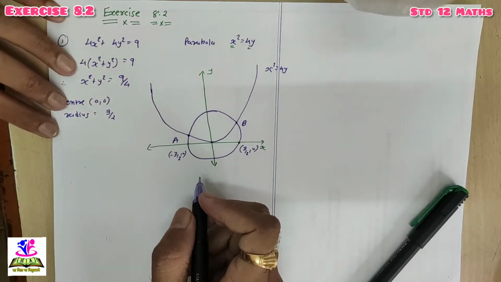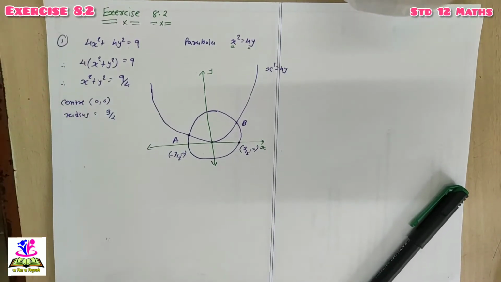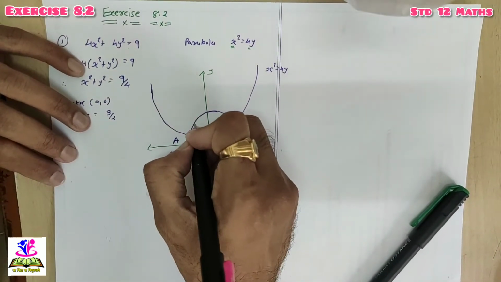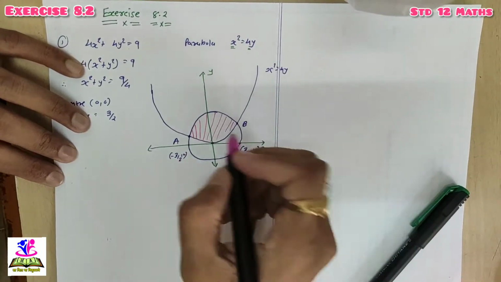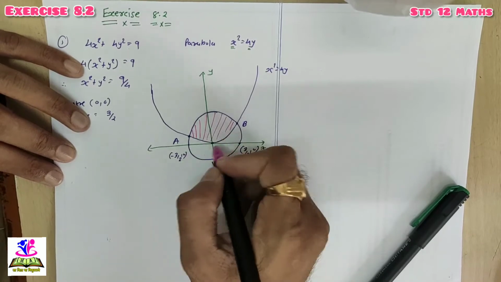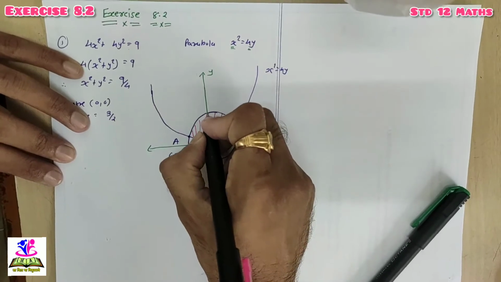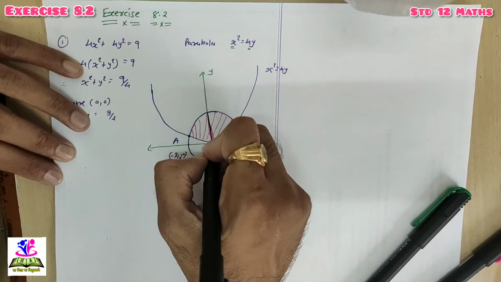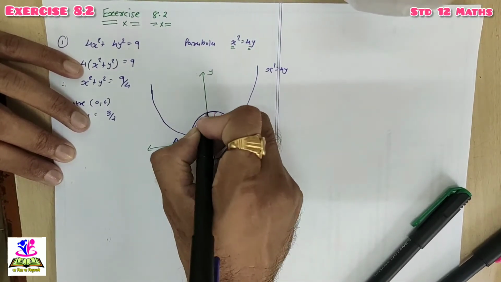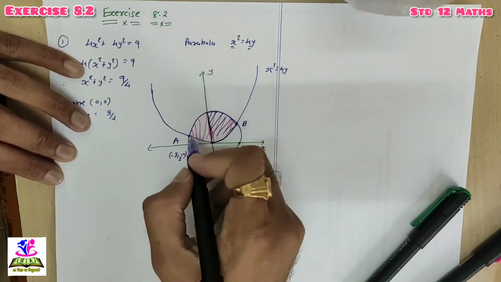Now the question is to find the area of the circle which is interior to the parabola. So which area of the circle is in the interior of the parabola? This area, shaded by this green region, is the required area. This is the area of the circle in the interior of the parabola. Done. So here you can see that this area is symmetrical about the y-axis. So to find this area, we will consider only this half and we will double it.